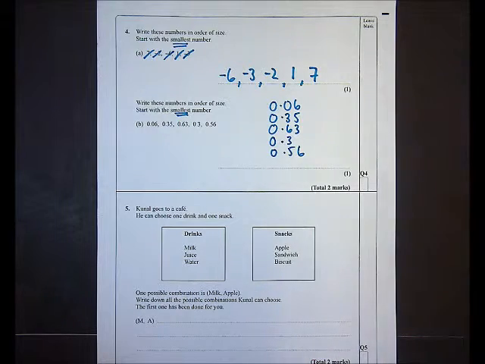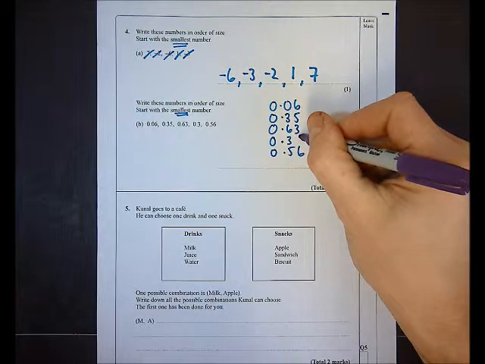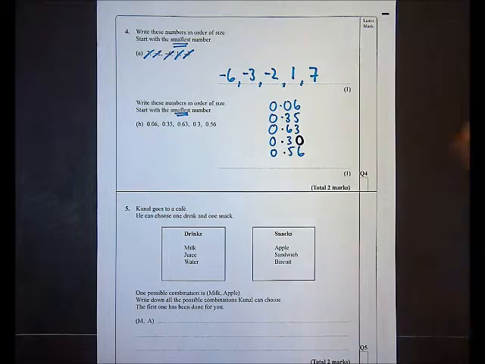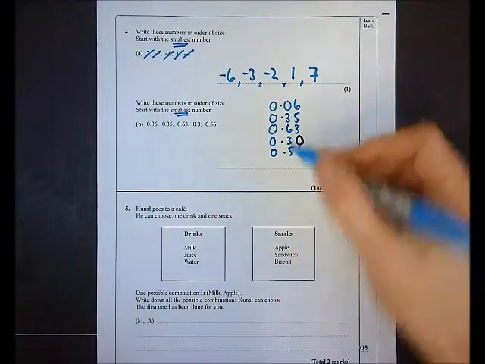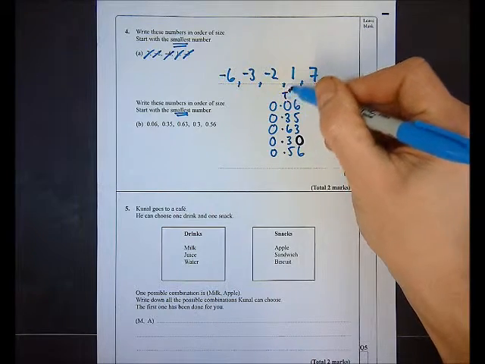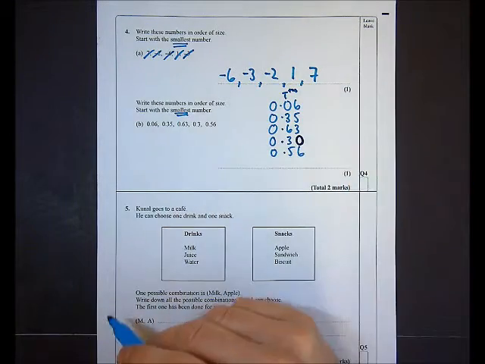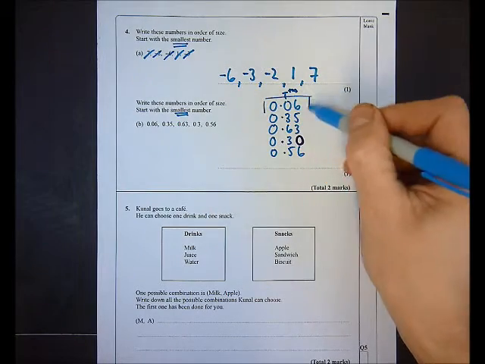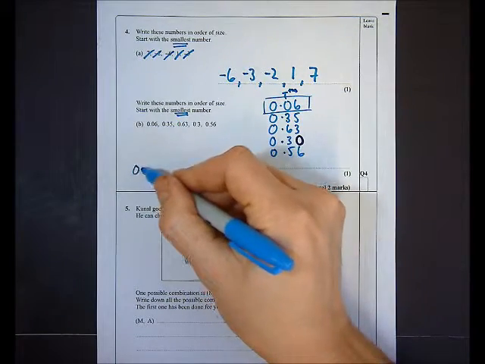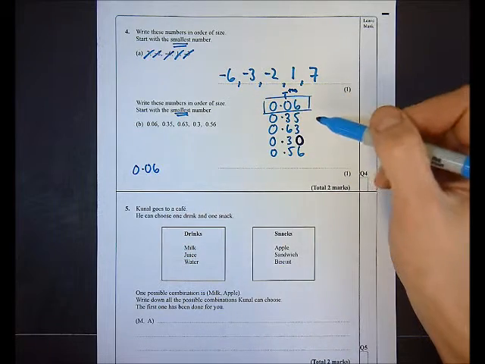Some people would then add in an extra 0 here to make sure that all of those numbers have the same number of digits after the decimal point. Some people would look at the tenths column and see which number was the biggest there, or which number was the smallest is what I'm after. And either way I can tell that this one here, 0.06, is the smallest number. It's got 0 tenths, therefore it must be the smallest.